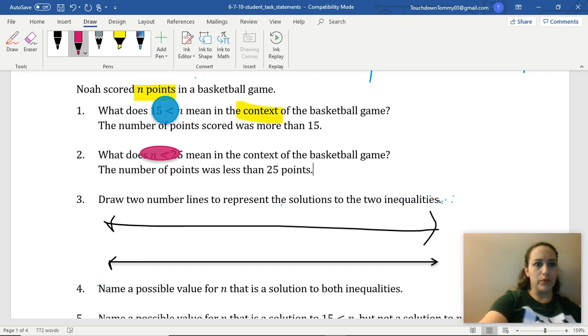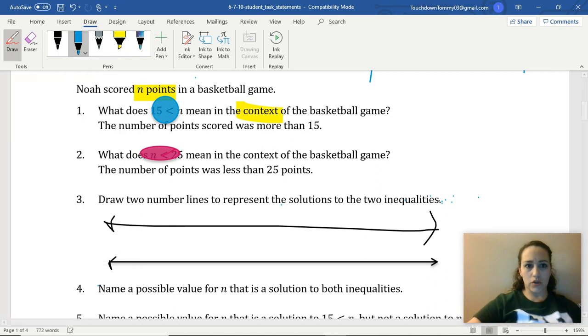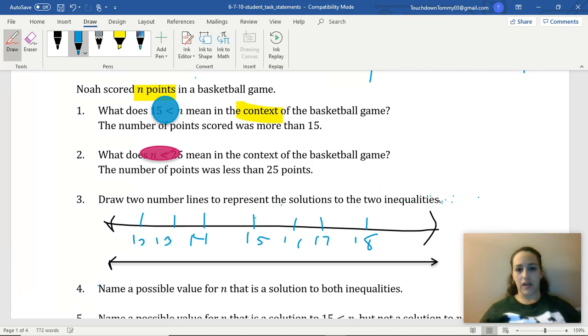All right, blue one, top one. N is greater than 15, or 15 is less than N. Well, I'm going to put 15 on the number line here. And a few numbers greater, so 15, 16, 17, 18, and so on. And a few numbers below that, so 14, 13, 12. All right, so I've got some numbers bigger than and smaller than 15. 15 is the number that we are working with.